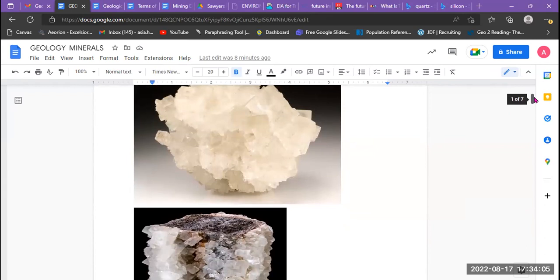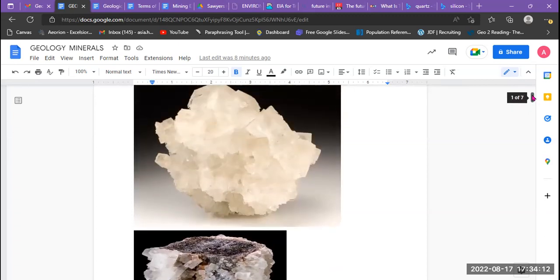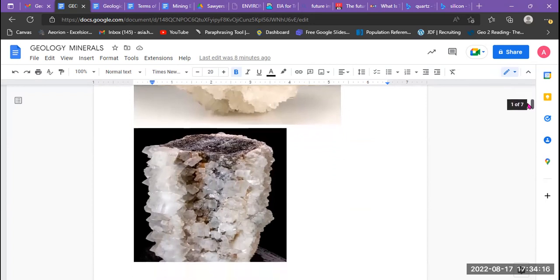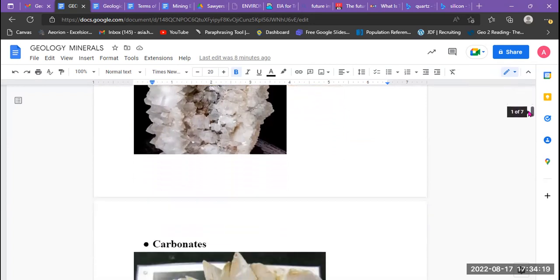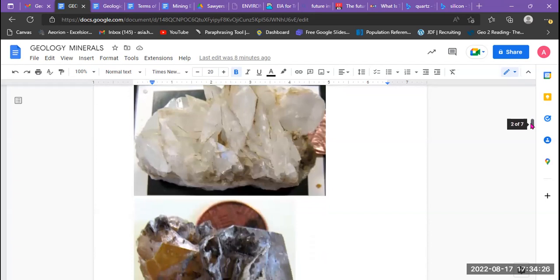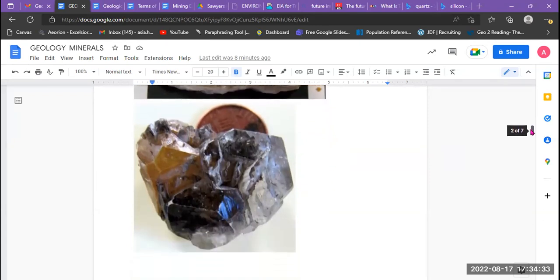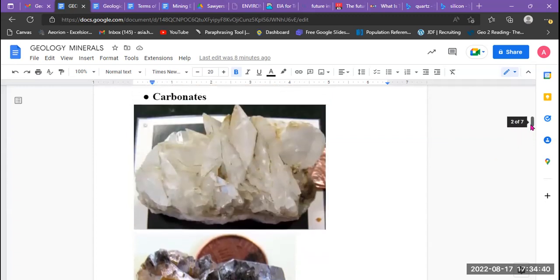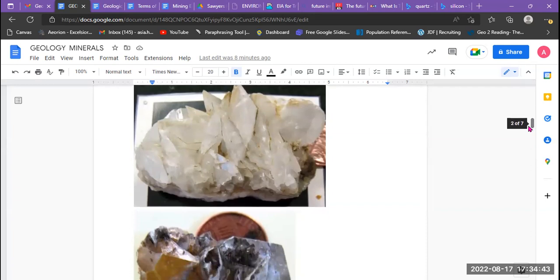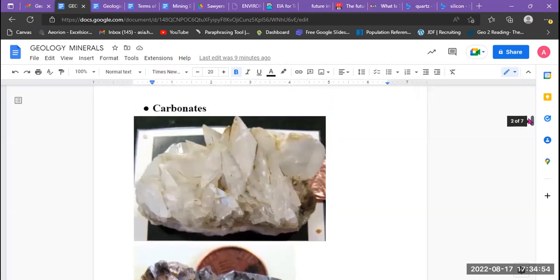Look at the color, look at the shape. Then we're moving on to carbonate. Another size comparison to a penny. Look at the arrangement, it's shards on a piece of rock. One is a different color than this. Maybe there are two different types of carbonate.